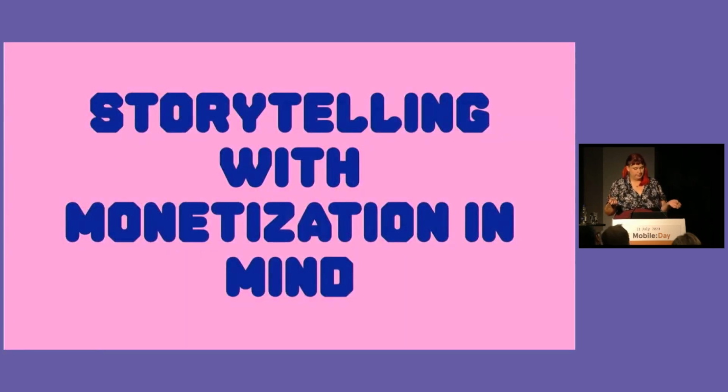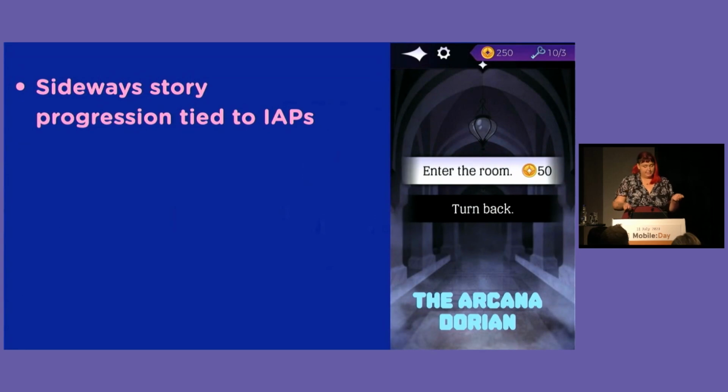Monetization is also super important, so here are my tips for storytelling with monetization in mind. You can gate story behind an IAP, and the way I'd suggest doing that is by having side stories rather than by gating off the main storyline. Because if players feel like the storyline is blocked by paying, like the main optimum storyline, it's not going to be a very positive experience for them, and it's going to kind of sour their relationship with the story and with the game.